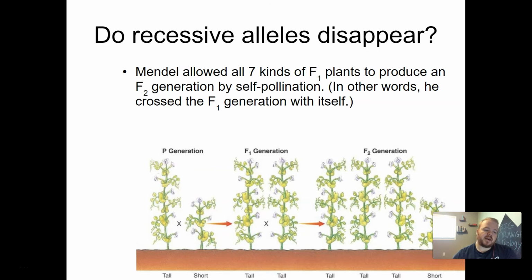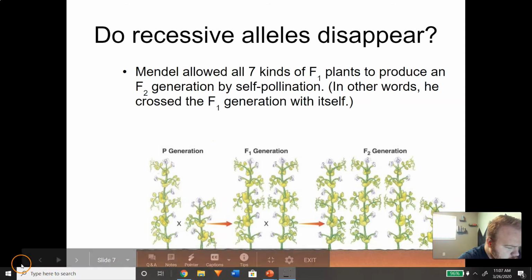So when we allow all 7 kinds of F1 plants to produce the F2 generation by self-pollination, basically he crossed the F1 generation with itself. So this is the P1, the parents, this is the F1. Now he let the F1 pollinate themselves. Basically, they went through sexual reproduction, but instead of making clones, because they pollinated themselves, there's still variation due to meiosis. So he did get them to produce F2.